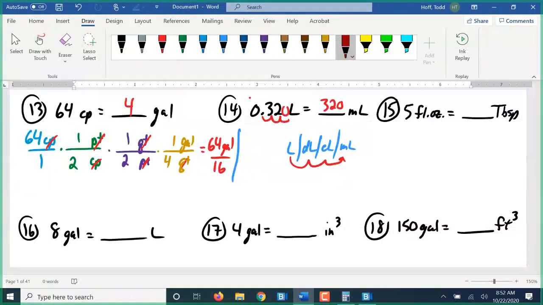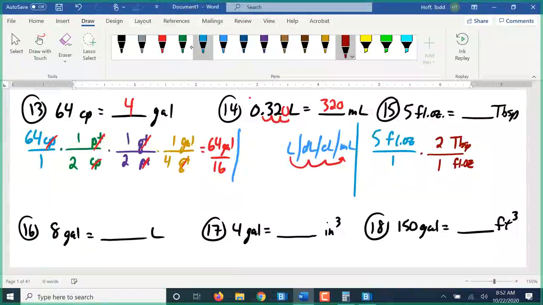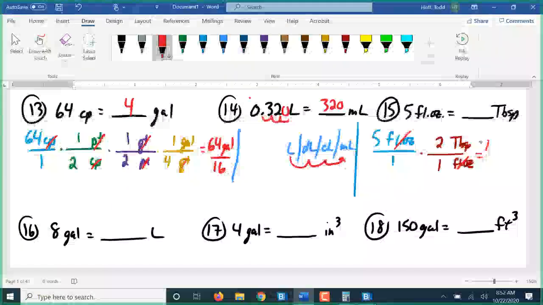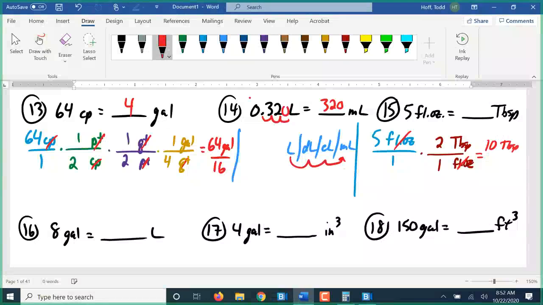Going from fluid ounces into tablespoons. 5 fluid ounces. Put it over 1. Fluid ounces on bottom here into tablespoons. 1 fluid ounce is actually 2 tablespoons. Fluid ounces cancel out. 5 times 2 is 10 tablespoons. 1 times 1 is 1. So 5 fluid ounces is just 10 tablespoons.